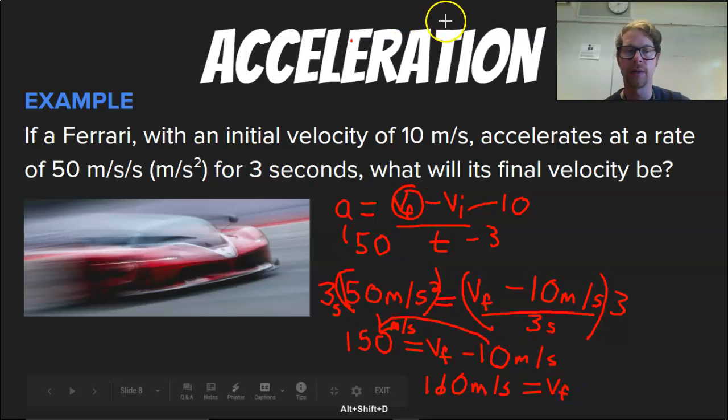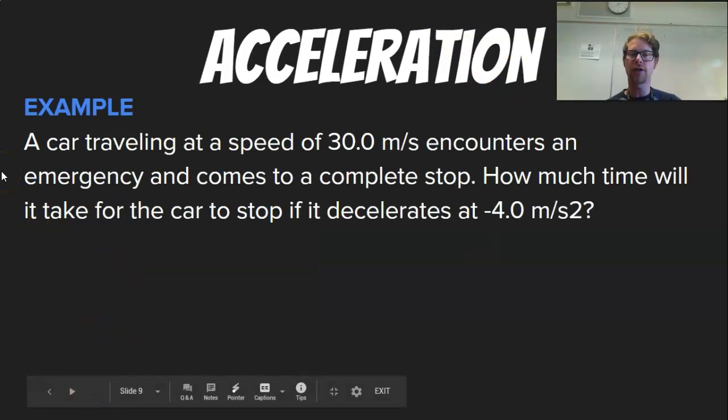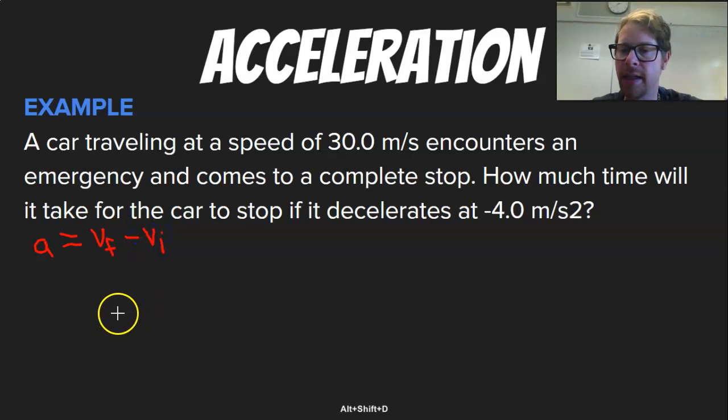Okay, let's try another one. Okay, we've got a car traveling at a speed of 30 meters per second and it encounters an emergency and comes to a complete stop. How much time will it take for the car to stop if it decelerates at -4 meters per second squared? Okay. Interesting, we've got a negative involved here. So again, here's our formula. Acceleration is final velocity minus initial velocity divided by time. And this is -4 meters per second squared.